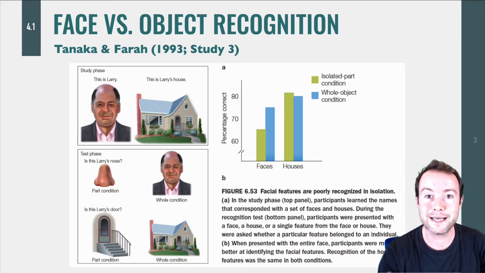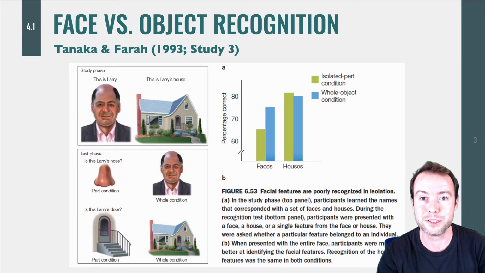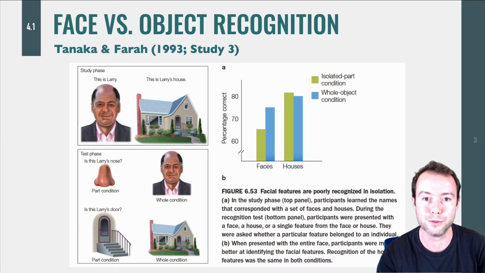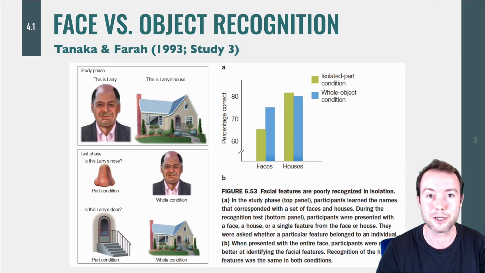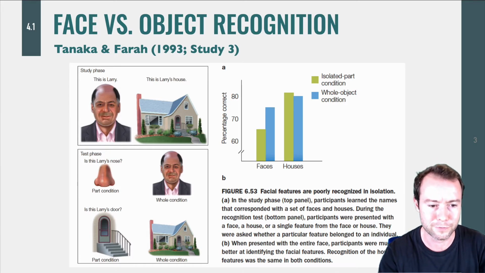Now if it's the case that we process houses, or objects, and faces in fundamentally the same way, what would you expect to observe if you ran this experiment? How would you expect the performance to differ across these two conditions? I think most people would intuitively expect that accuracy is going to be worse in the part condition as opposed to the whole object condition. It's just a much tougher thing recognizing whether it's somebody's nose or their door, as opposed to being given the whole information that you might have learned before.